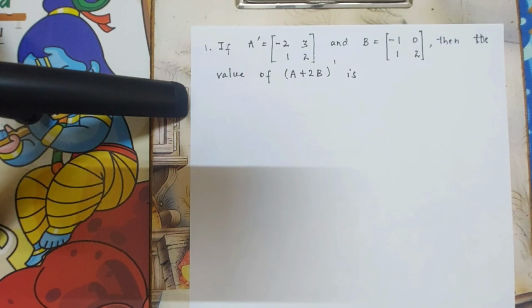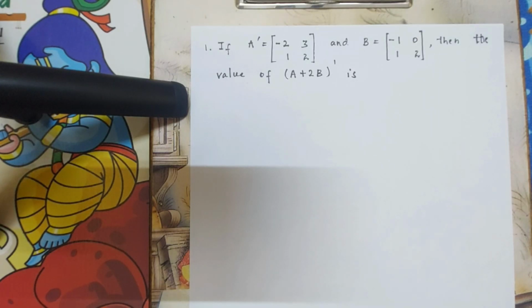If A dash is [-2, 3; 1, 2] and B is [-1, 0; 1, 2], then the value of (A plus 2B) the whole dash is. So in this question, we are supposed to find the value of (A plus 2B) dash.